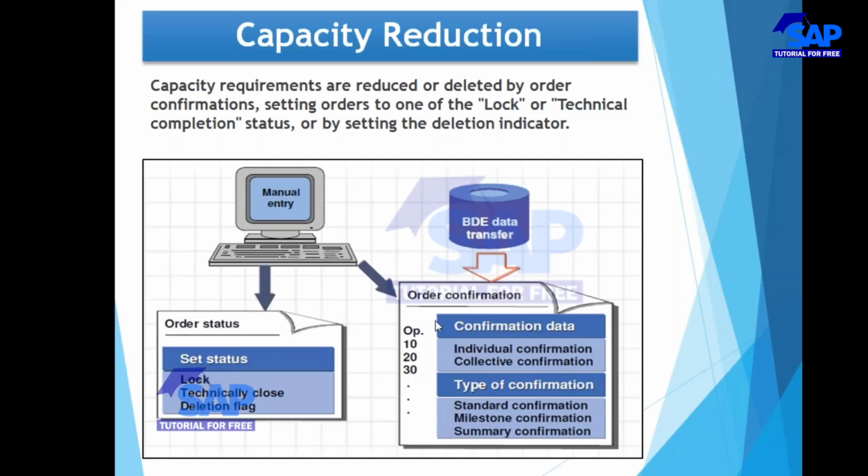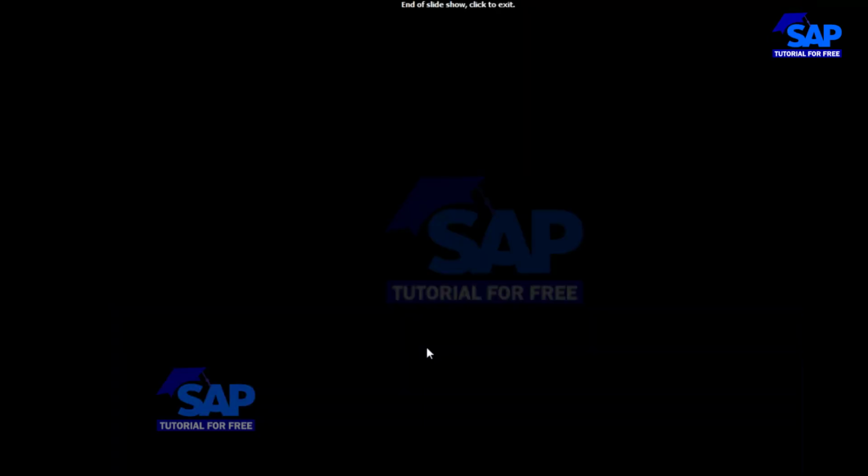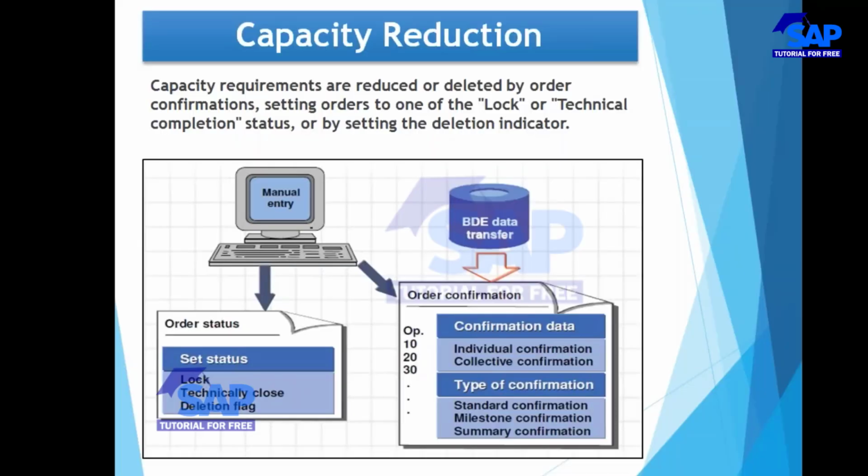When you complete the production, you do order confirmation, right? When you confirm the order, the capacity requirement will get reduced. Another thing is, if you close the production orders, like you lock the production order, or you take over the production order, or you put a deletion flag on the production order, then your capacity requirements get reduced. If you're closing the production order, it means you don't want to do production, so the capacity requirement will get reduced. That's how the capacity reduction will happen.